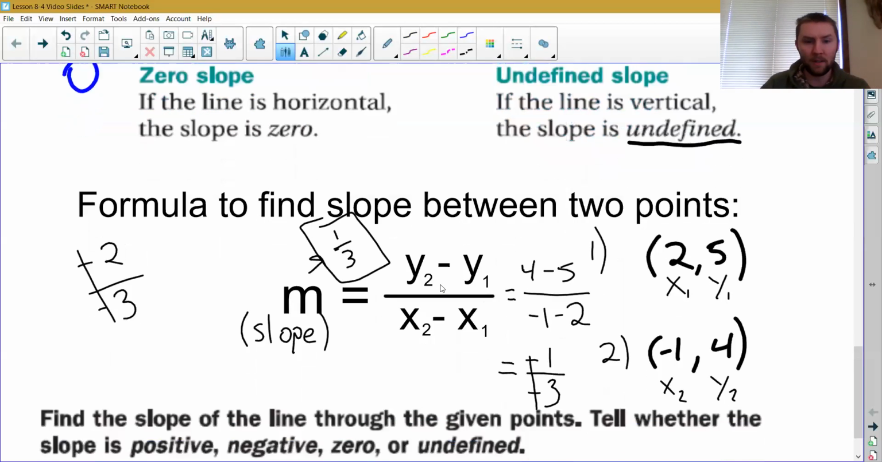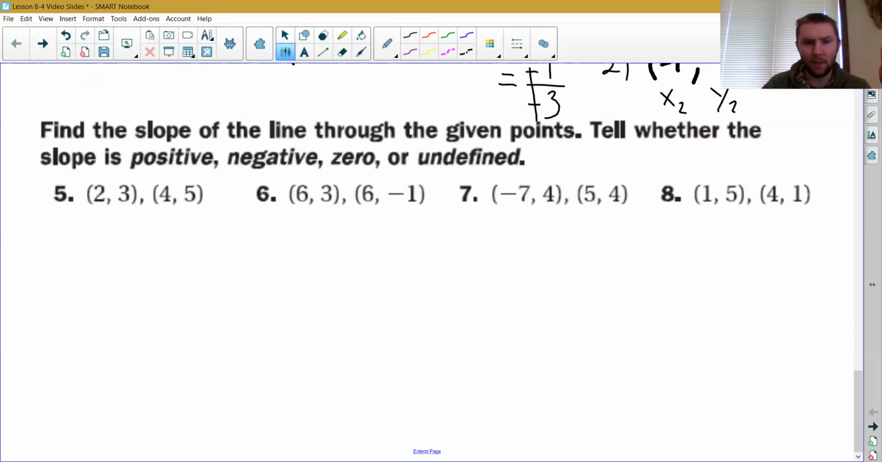If we look at a few more examples of this sort of idea, where we're asked to find the slope of the line that's through these two coordinate points, and then say whether it's positive, negative, 0, undefined, okay? That'll obviously be a part of our answer. If we look at these two coordinate points, 2, 3 and 4, 5, again, I'm just going to write for myself that this is x1, this is y1, right? Because it's x, y. Then this is x2, and this is y2.